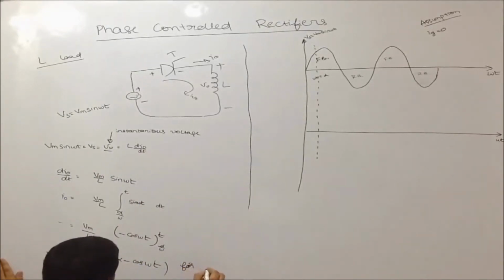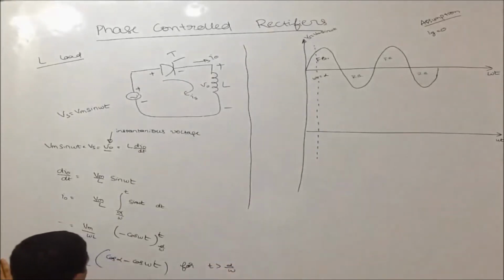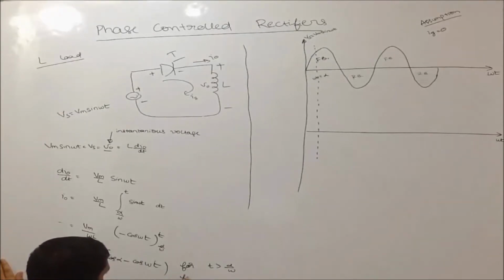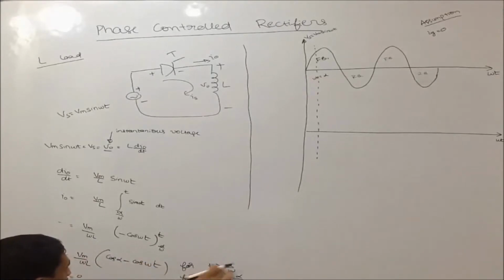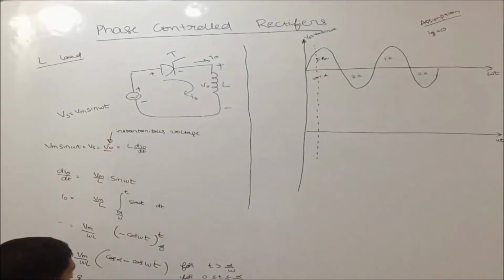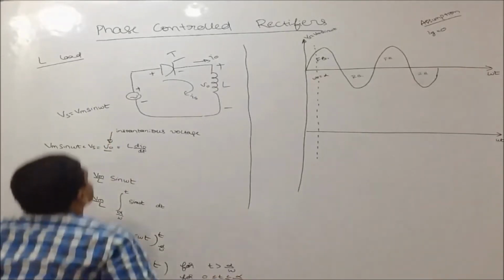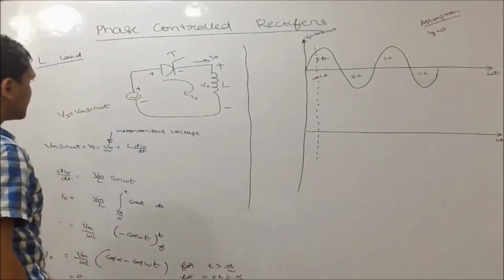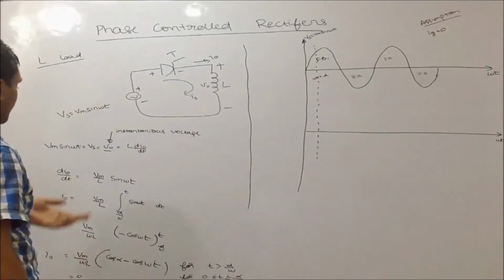For t greater than alpha by omega. This is equal to 0 for 0 less than or equal to t less than or equal to alpha by omega. Whatever expression I am getting, that is valid for t greater than alpha by omega. Before that I have not fired the SCR, so my current is 0, so that 0 is valid up to alpha by omega, meaning 0 to alpha by omega. So this is the expression for my current.